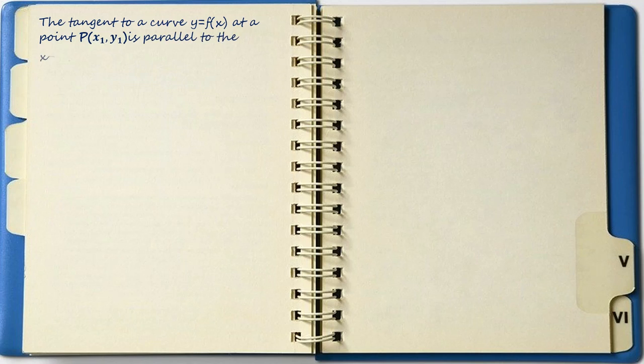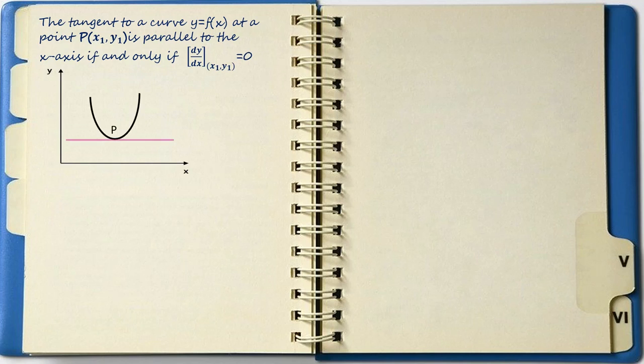So if this tangent is parallel to the x-axis, then for a curve y is equal to f(x), the tangent will be parallel to the x-axis at a certain point P, that is (x1, y1). Then the condition of parallel to x-axis is that the slope of the tangent at that point, that is dy/dx at (x1, y1), should be equal to 0. That means this x-axis and the tangent will be parallel to each other.